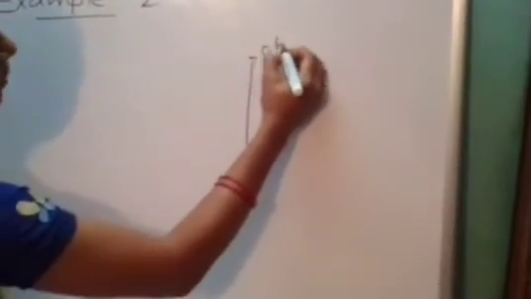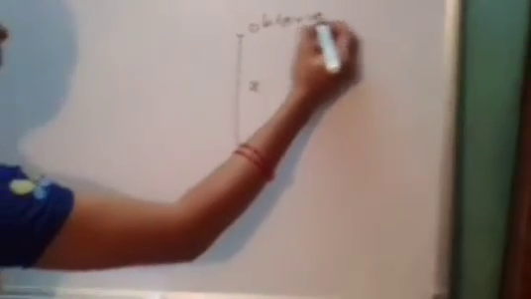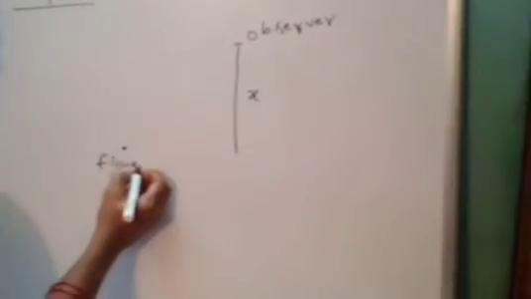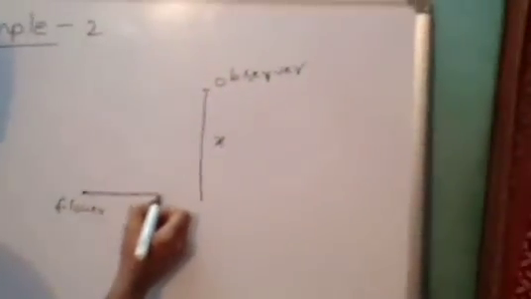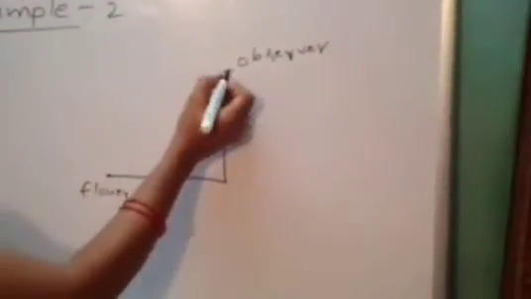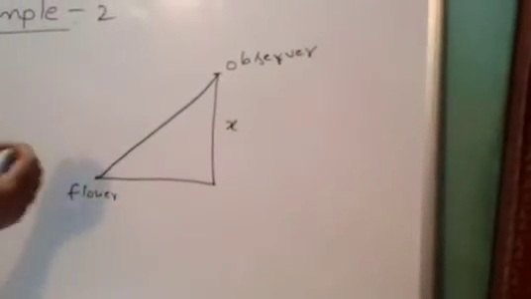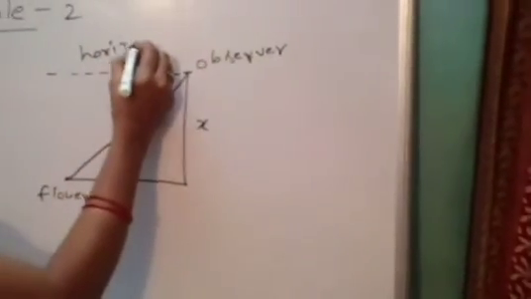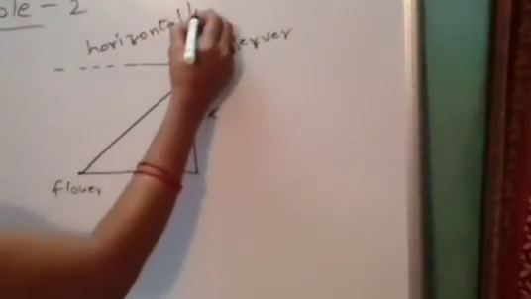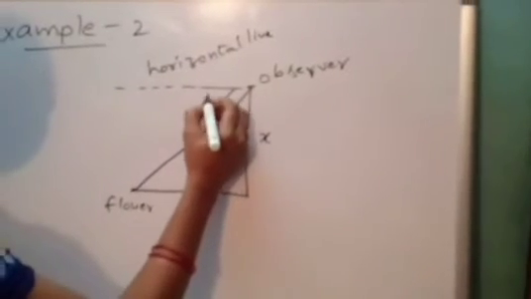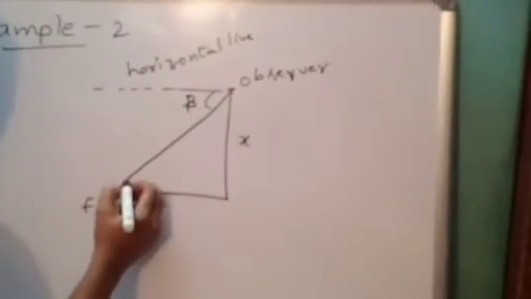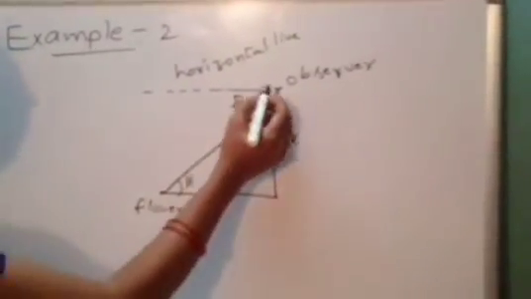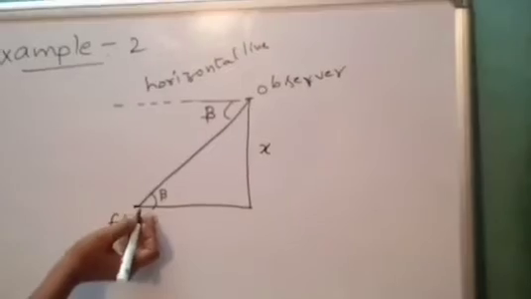This is the observer. This is the flower. Join flower to ground floor and join observer to flower. This is horizontal line. This angle is beta. This angle is beta. Observer is below the horizontal line.